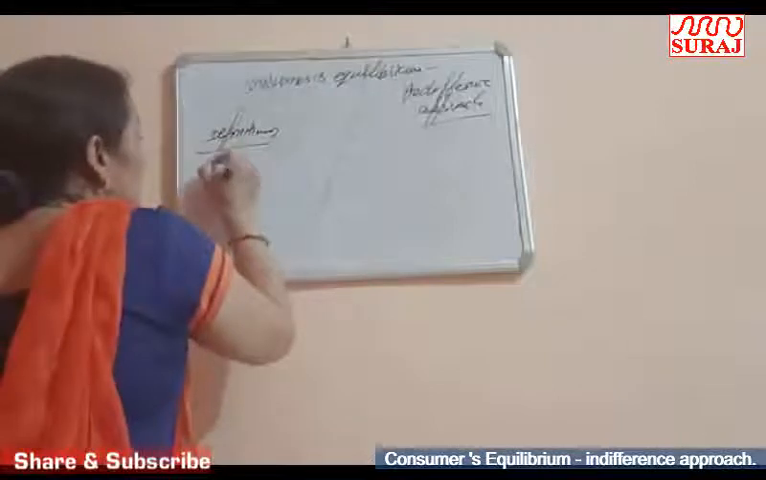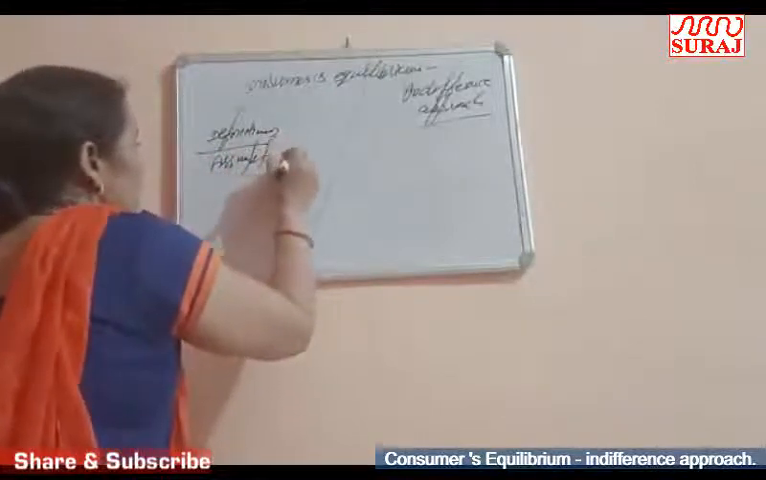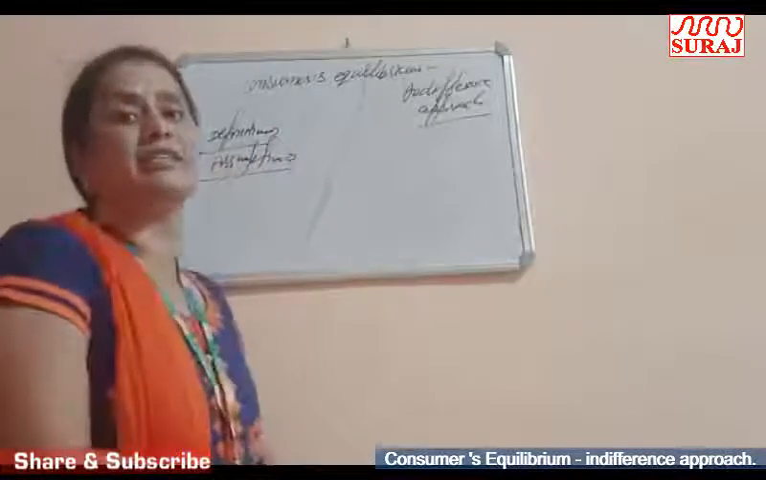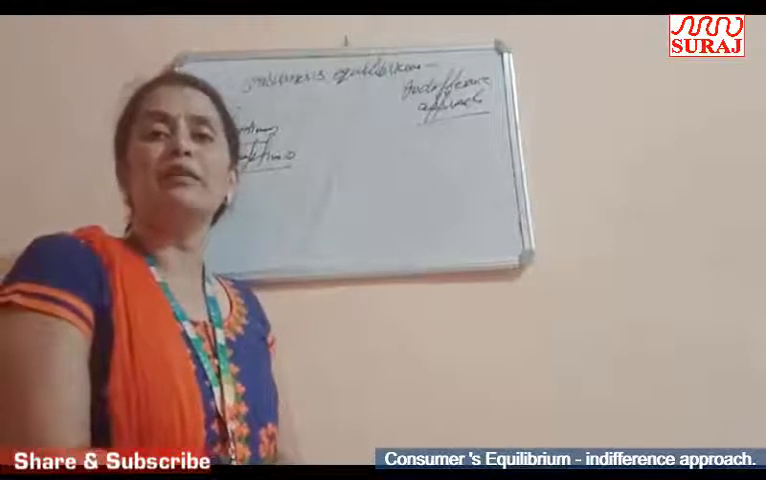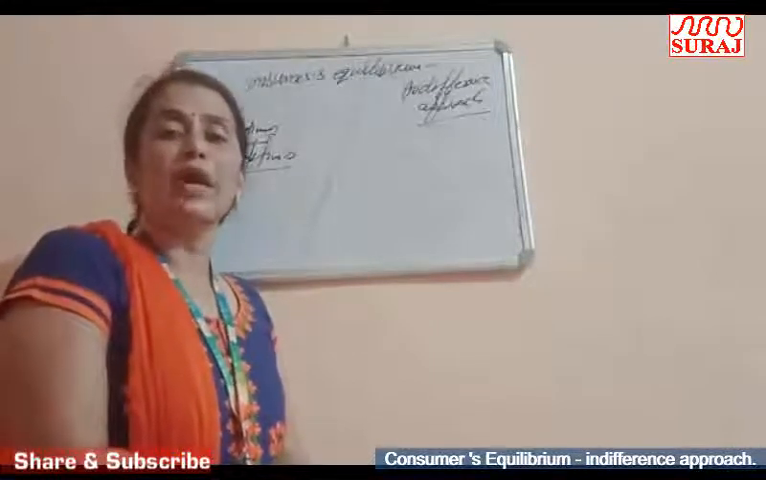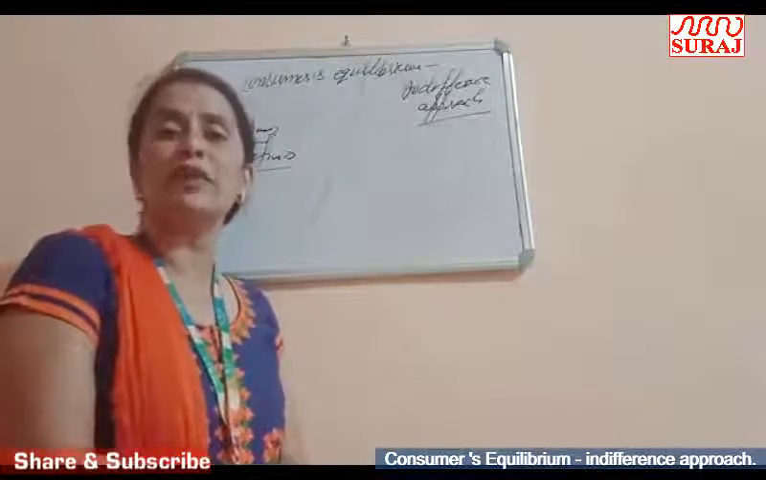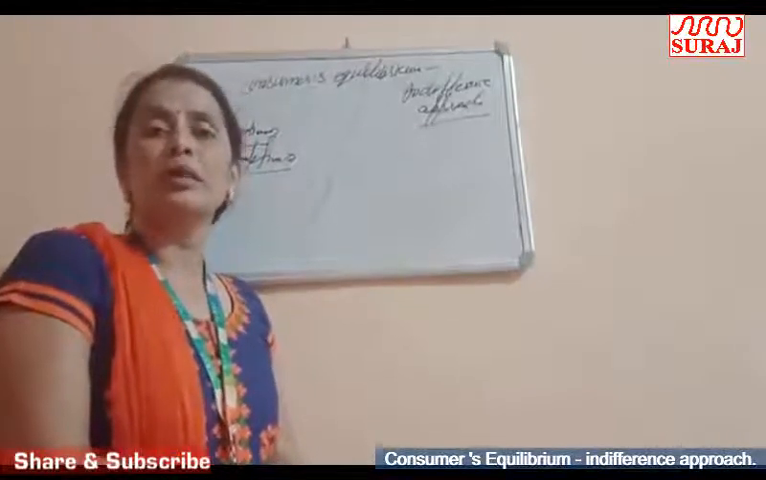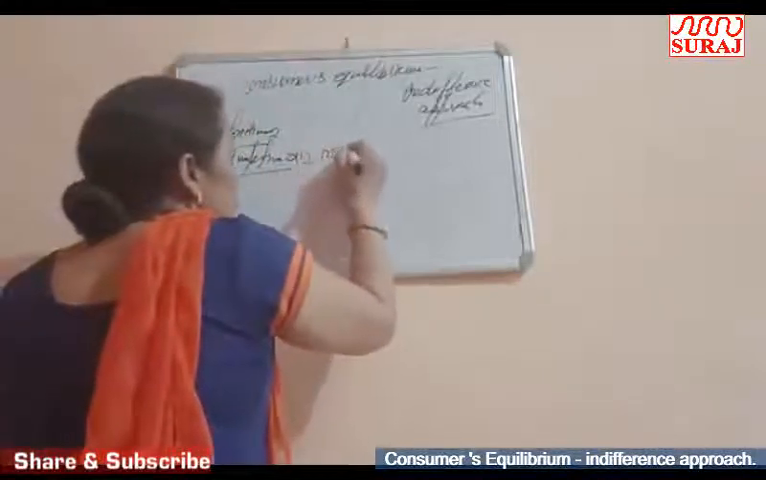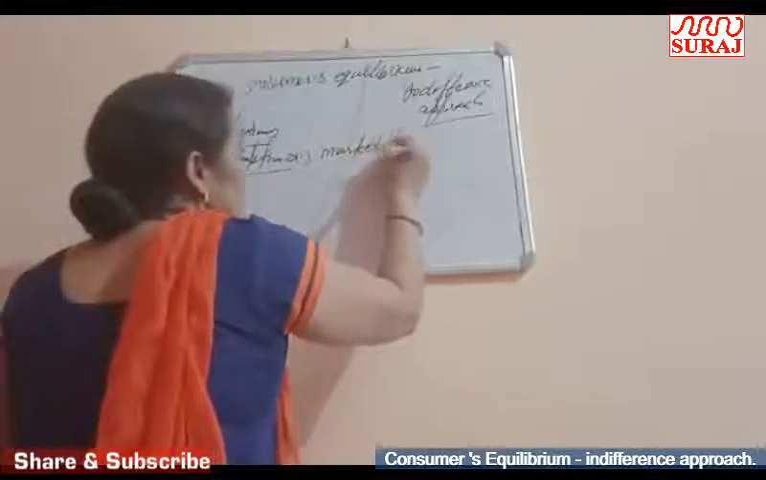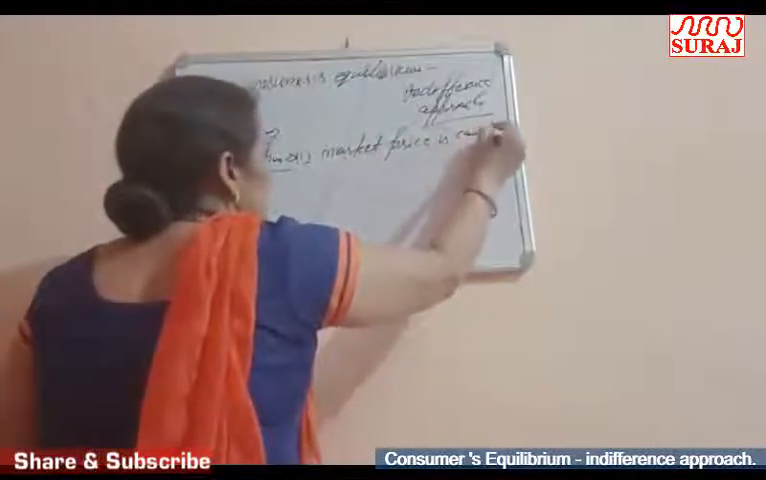Every law is based on some assumptions. Why are these based on assumptions? Because economics is related to human beings and human behavior, and human behavior is changeable. So every law depends on some assumptions. It means some factors are constant when we apply the consumer's equilibrium. The first factor is that the market price is constant, given.